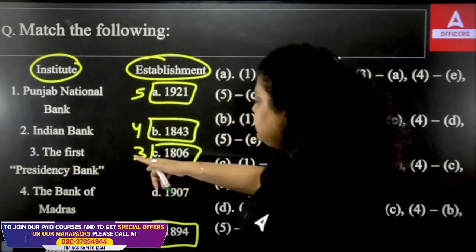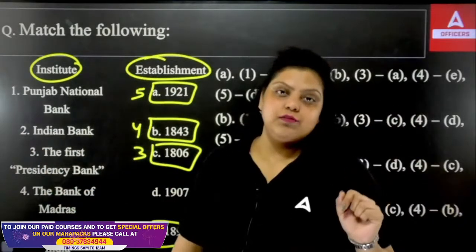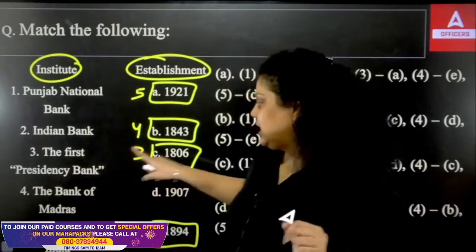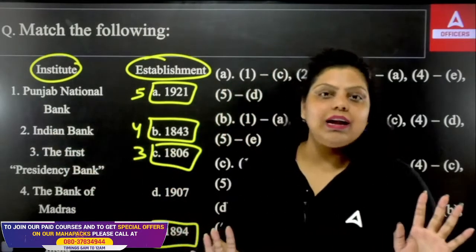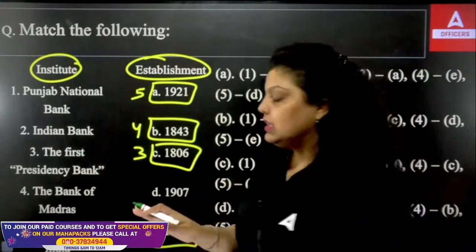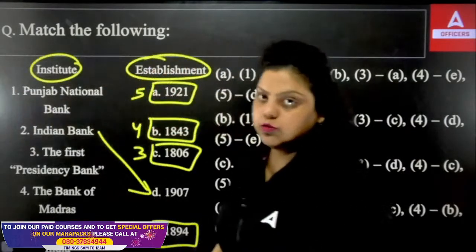The first Presidency was Bank of Bengal. The second was Bank of Bombay. It was established in 1840. And the third was Bank of Madras, established in 1843. It means then the Indian Bank was the 1907. So I really didn't know the establishment of Indian Bank. Now do remember, Indian Bank was established in 1907.